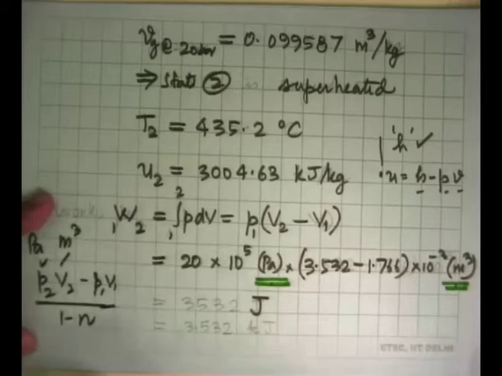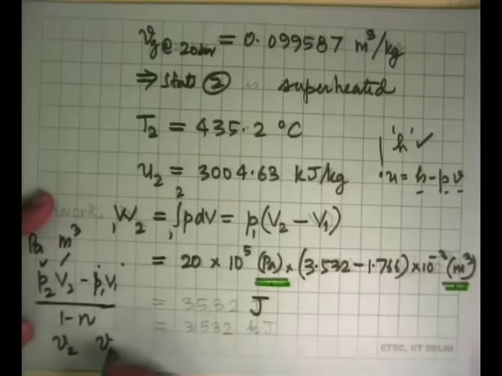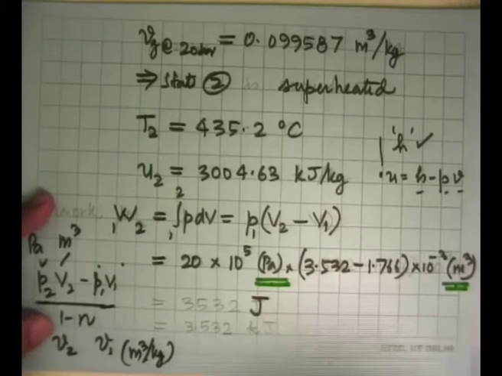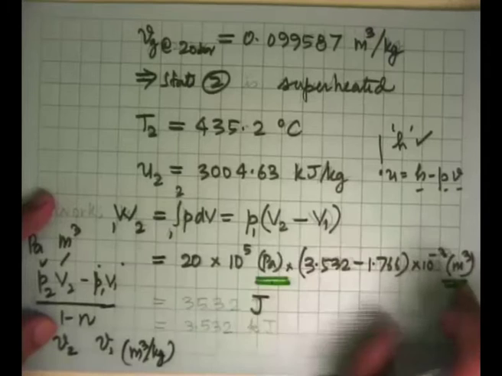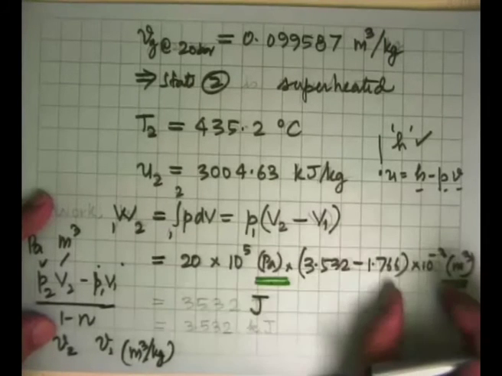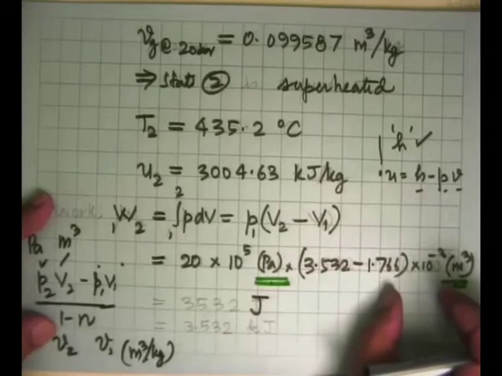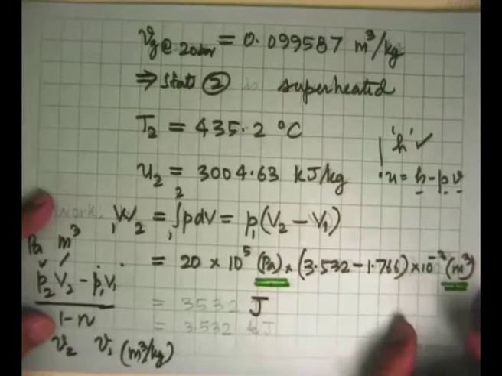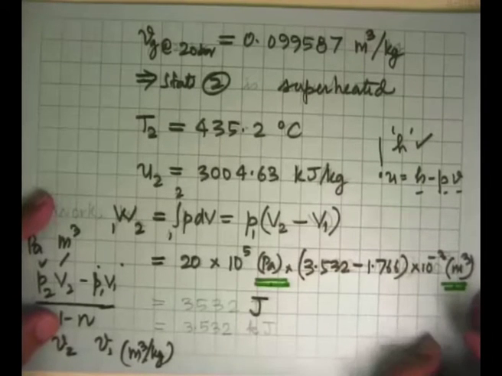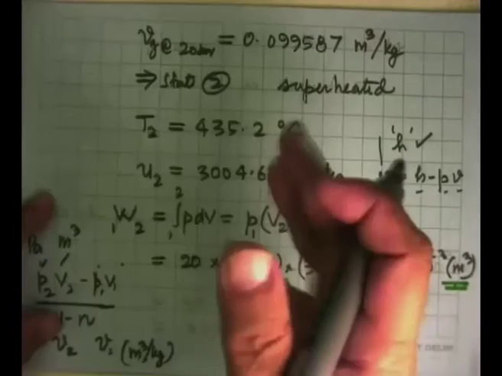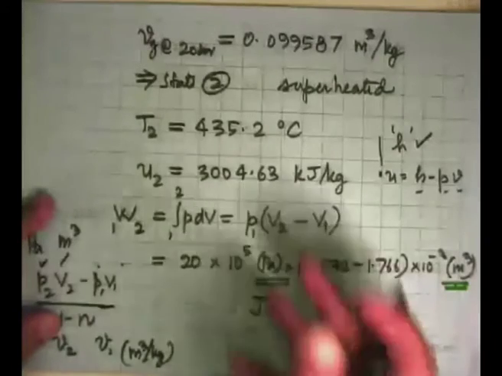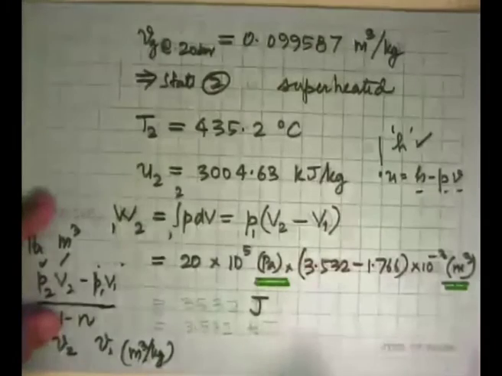And this also should be in the same units. In case we are looking at specific work, instead of capital V2 and V1, this will be small v2 and v1, in which case the units must be meter cube per kg. So it's a good practice to write the units at every step. It takes a little effort, but then you are very less likely to make a mistake. And even if you make a mistake, that's okay. We can quickly go back and check where the mistake was if things have been done very systematically.